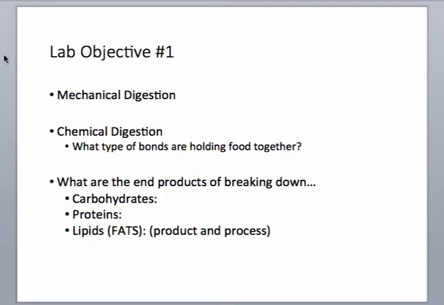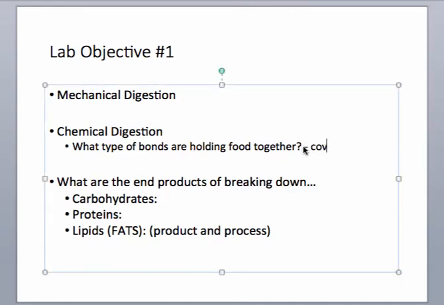Lab Objective 1 discusses the differences between mechanical digestion and chemical digestion. So recall that mechanical digestion has to do with the physical breakdown of food. So things like churning of the stomach, mixing in the stomach, chewing food. So taking larger pieces and breaking them into smaller ones. Whereas chemical digestion is breaking the bonds in the food. And so recall that these are organic molecules, so we're talking about primarily covalent bonds here.